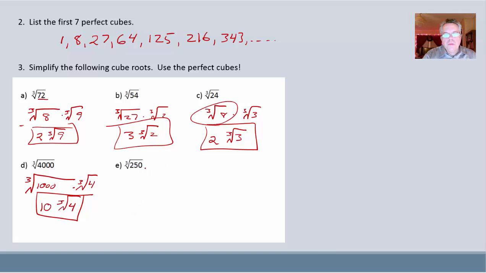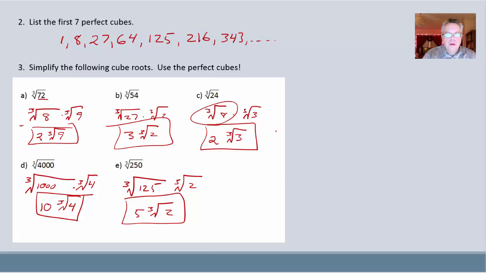Okay, last one. I want to find the cube root of 250. So if I look up here, 8 doesn't go into it, 27 doesn't go into it, 64 doesn't go into it, but 125 goes into it 2 times, so we're in luck. This is the cube root of 125 times the cube root of 2. Cube root of 125 is 5. That's times the cube root of 2.